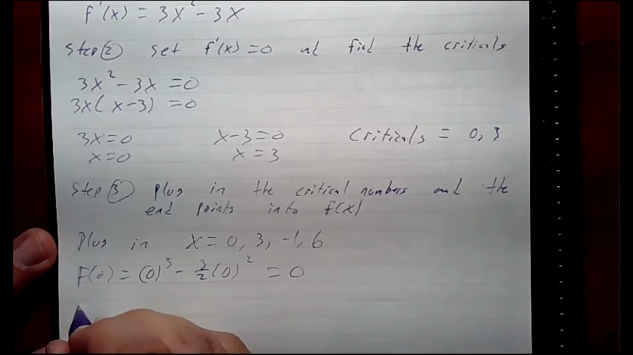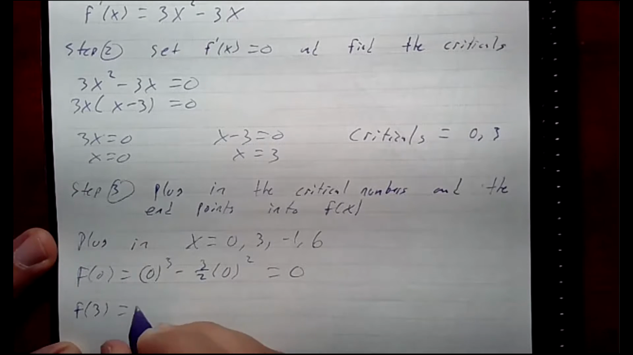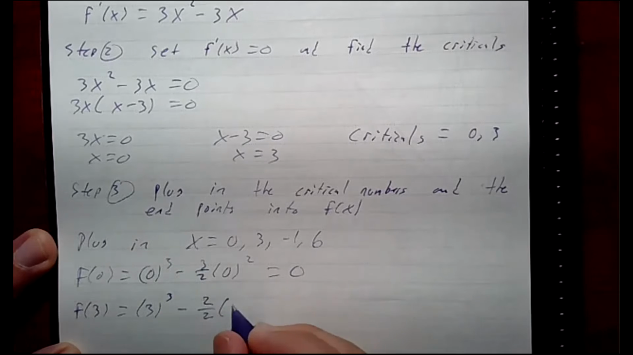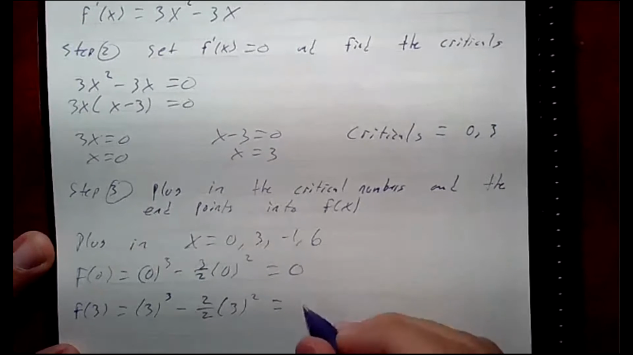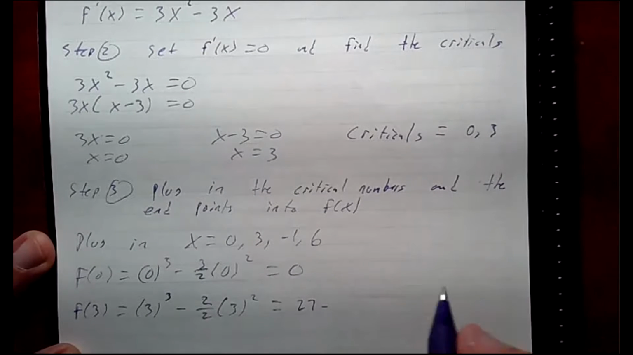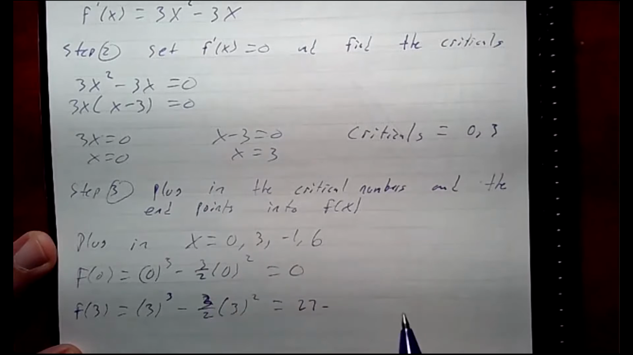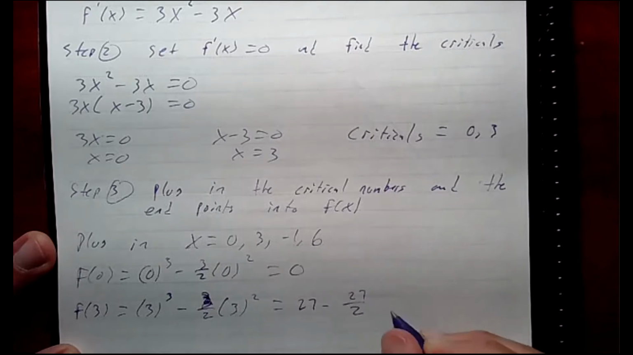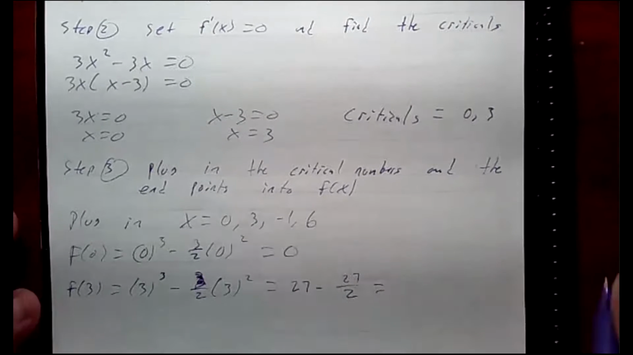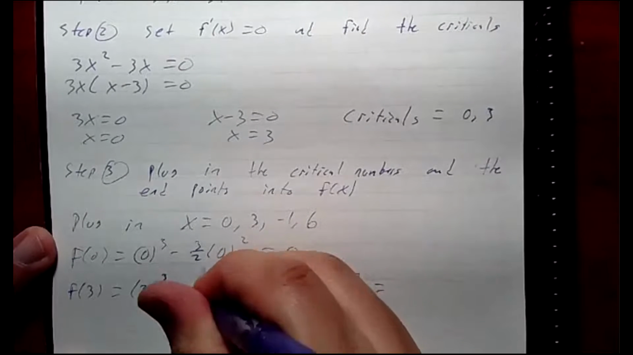F of 3 would be 3 cubed minus 3/2 times 3 squared. 3 times 3 times 3, what is that? 27, right? That should be a 3 up here. Minus 27 over 2. That's the ugliest 3 ever.